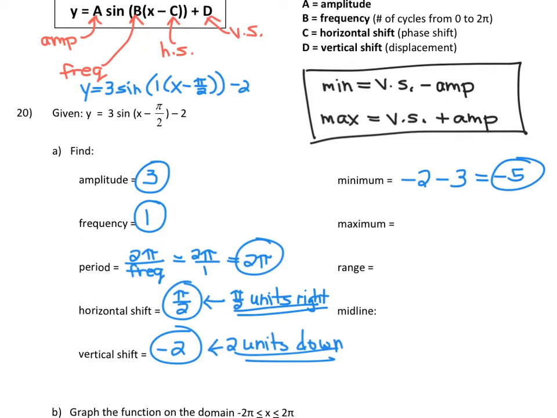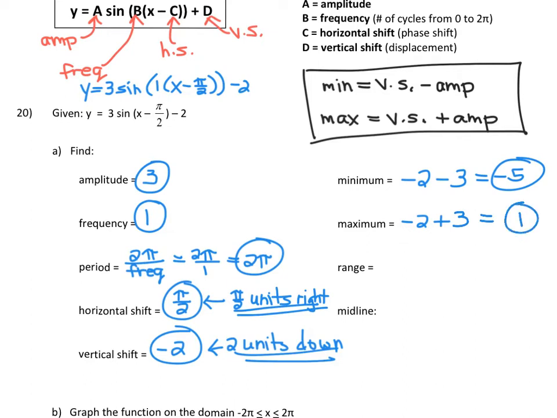Now the maximum height of the graph. Now we can use this formula. It's really the same thing, but with a plus sign. The maximum is equal to your vertical shift plus your amplitude. So again, our vertical shift is -2. And this time we're going to add to that the amplitude, which we already said was 3. So -2 plus 3 is +1.